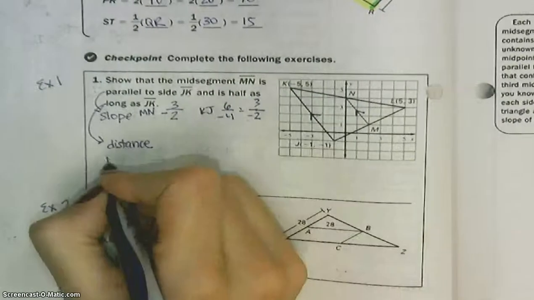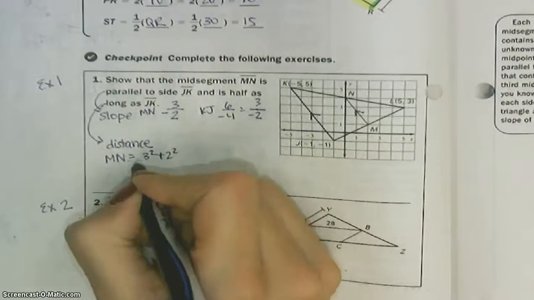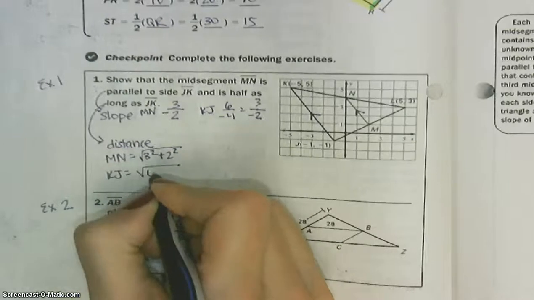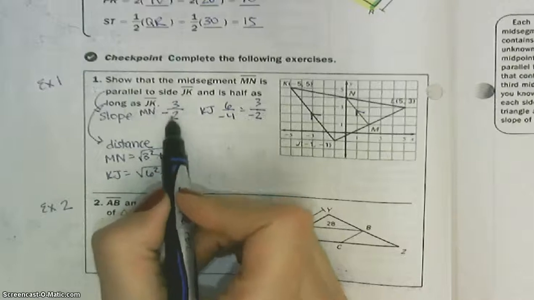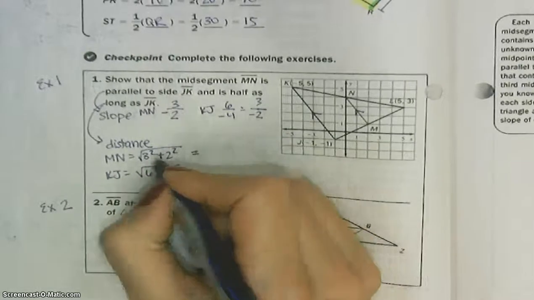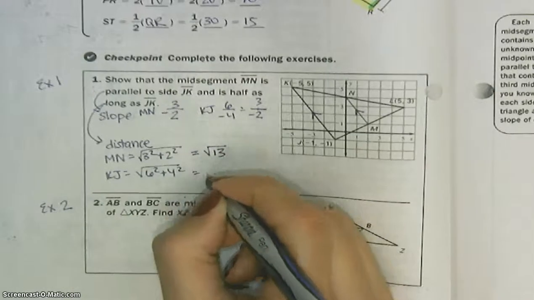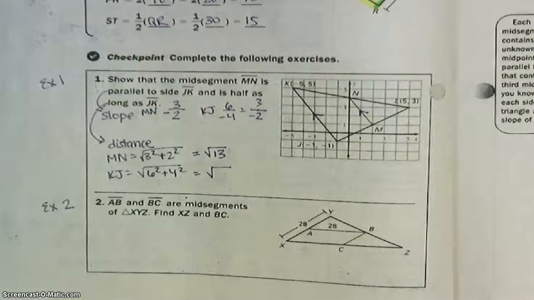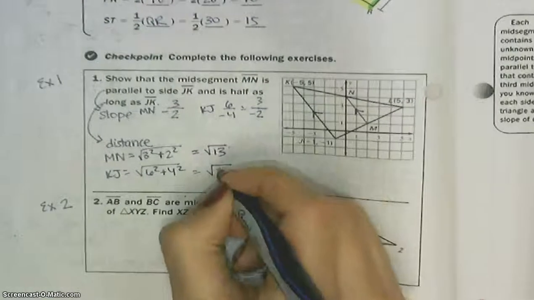Well, let's see. MN is 3 squared plus 2 squared, and KJ is 6 squared plus 4 squared. Right? Look, I already knew these numbers. I already knew the difference in the y's and the difference in the x's. So that's 9. 9 plus 4 is 13. And down here, this is 36 plus 16. Let's check that out. It's 52.